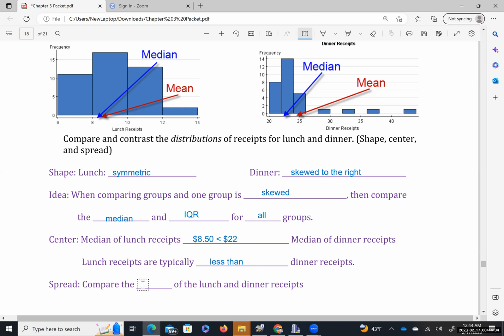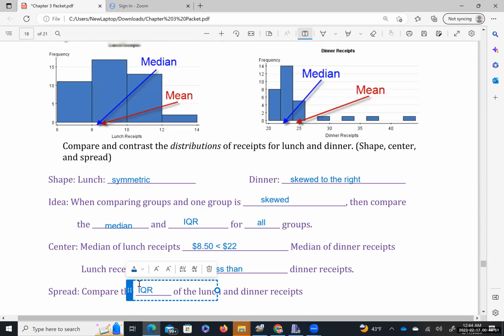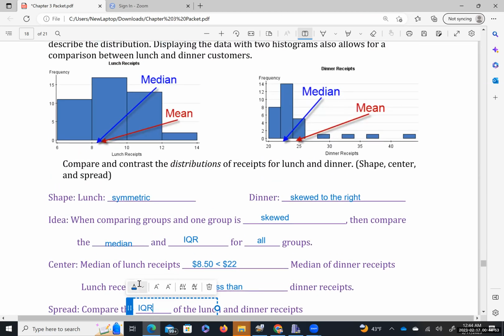So for the spread, we're going to compare the IQR of the lunch and dinner receipts. So I will stop. This is 3.4. We just finished this, and I'm going to stop the video here. We'll see you in the next video for 3.5.